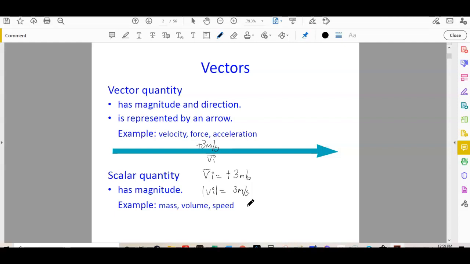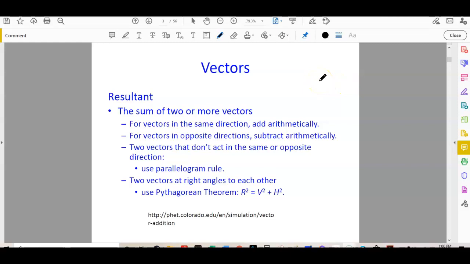So that's the difference between a vector and a scalar, and I hope you've learned a little bit about what a vector is. When you have more than one vector, like two or more vectors, and you add them together or subtract them, you get a resultant vector. A resultant vector is the result of the addition or subtraction of two or more vectors.